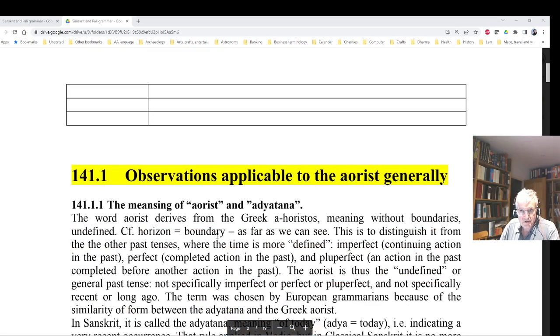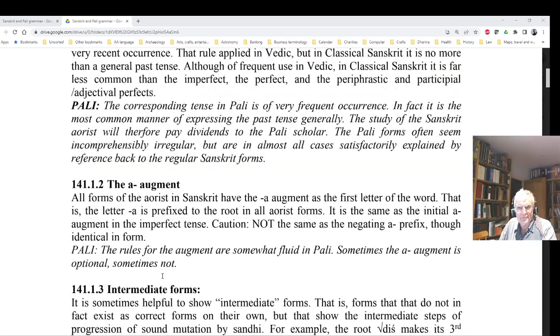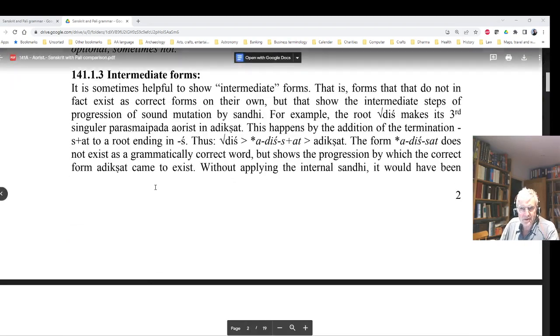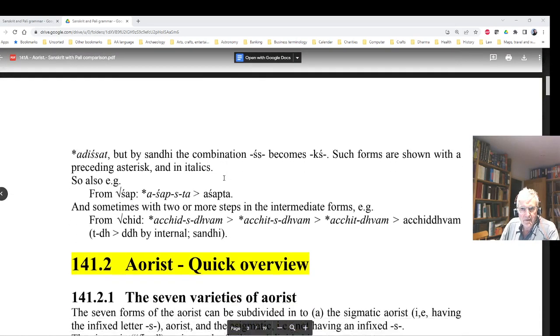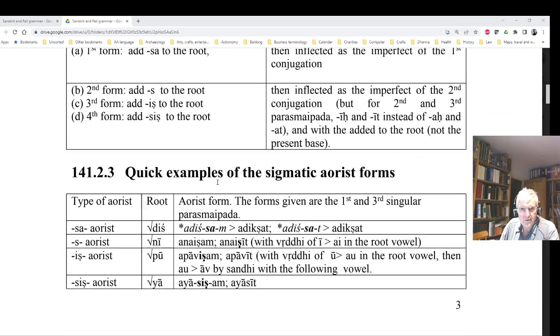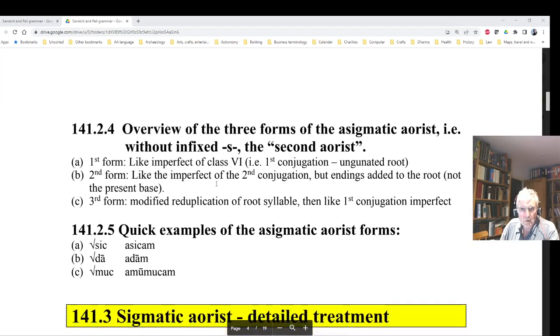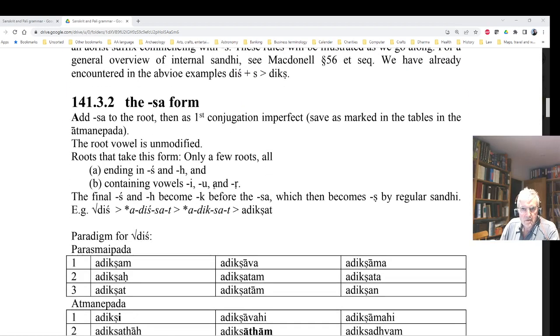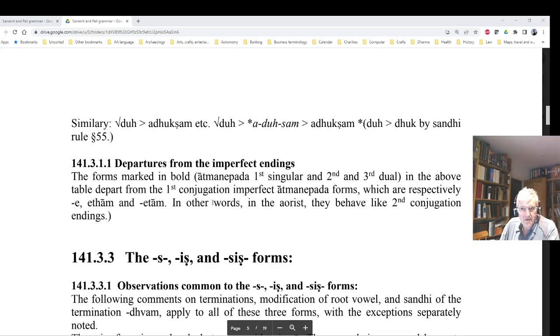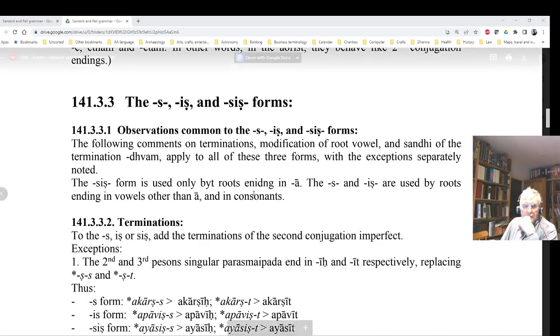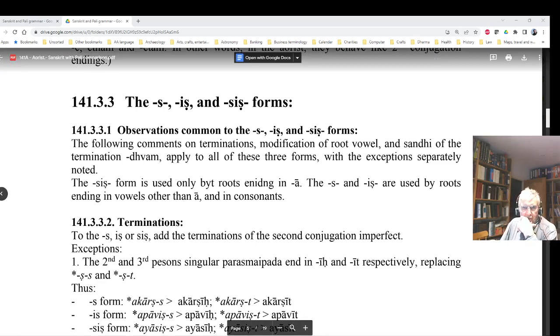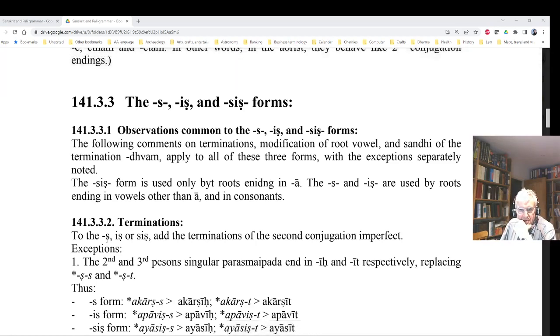this is just, sorry, please don't be too put off by this. It's much more complex than you need at this stage. So treat this as a kind of reference thing. So if we look, for example, at, I'm going to have to pause so I can find it myself now. Yeah, in 141.33, the s and the ish and the sish forms of the aorist.